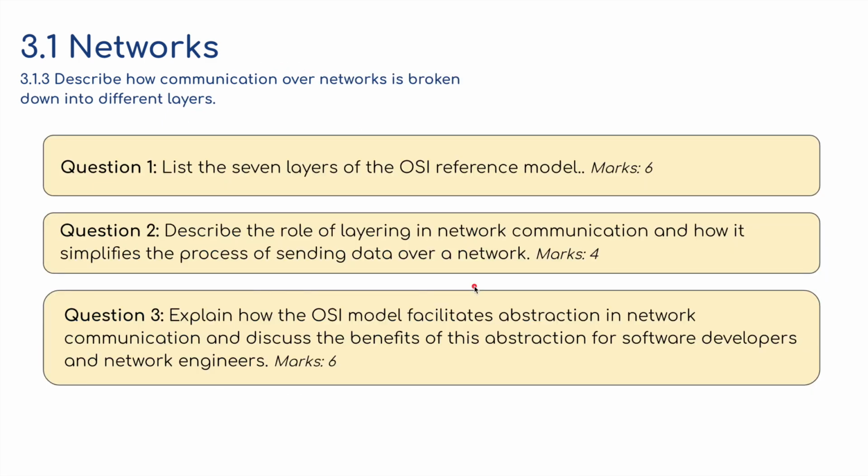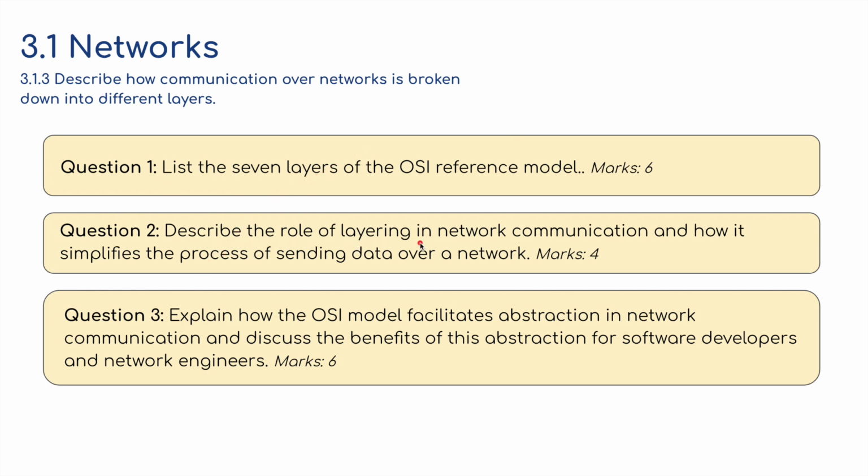Okay, and as always, I've given you 3 questions. I'll read these through, pause the video, have a little go, and then press play and see how your answers compare with my answers. So first of all, number 1, list the 7 layers of the OSI reference model. You might need to rewind the video.